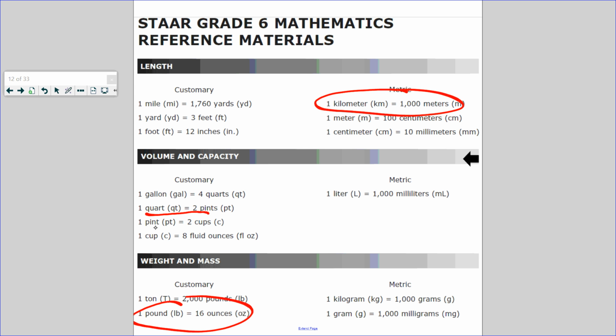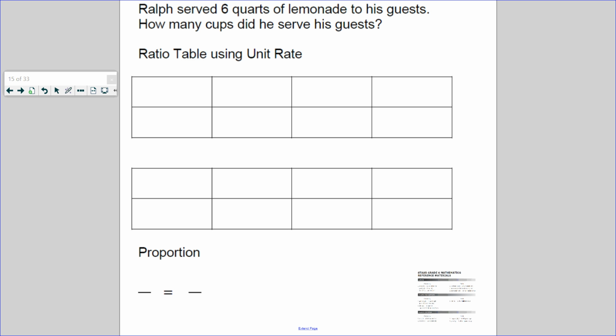I don't really see quarts to cups, but the closest I see is quart to pint and pints to cup. Oh, this is a double conversion. So each quart will have 2 pints. So let me write that down. Each quart is 2 pints.